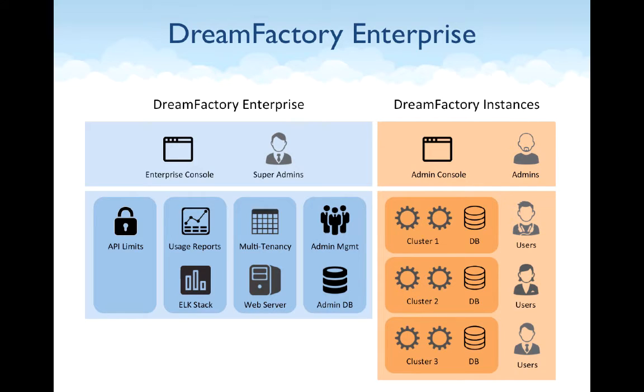So here's a quick diagram just to make sure that people get the idea. On the right-hand side are DreamFactory instances. This is the open source product. There's the LAMP stack software distro, and those are managed by DreamFactory Enterprise, the product on the left. DreamFactory Enterprise is also a LAMP stack install, but it's a separate software distribution that is not open source. So the right-hand side, open source, the left-hand side, not open source. DreamFactory Enterprise manages the open source product.